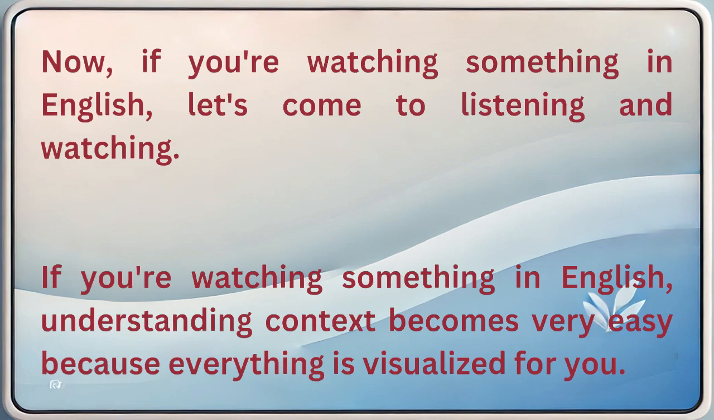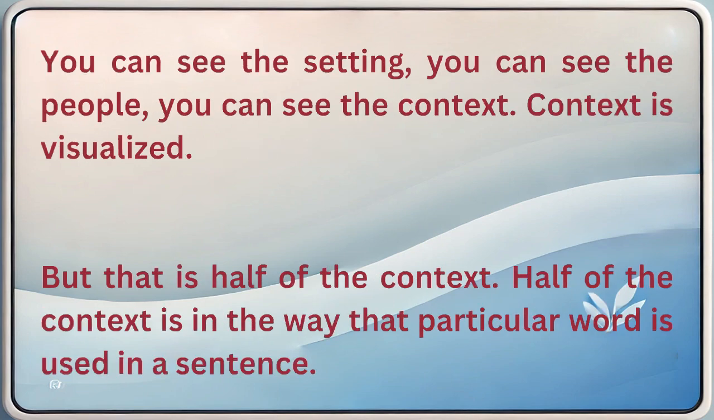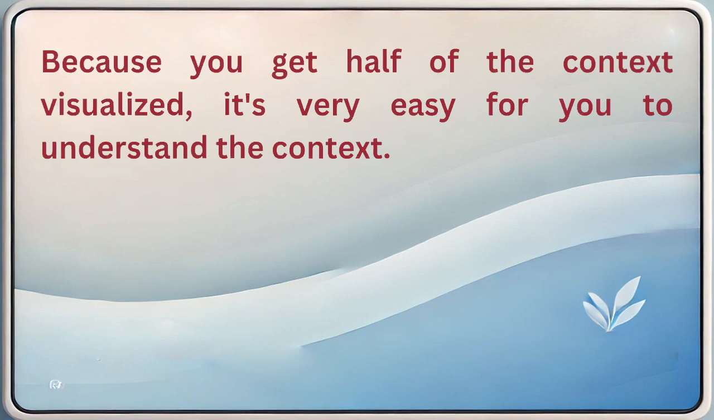If you're watching something in English, understanding context becomes very easy because everything is visualized for you. When you're reading, you have to use your imagination. When you're listening, you have to use your imagination. But when you are watching something, you have the people acting out things for you. You can see the setting, you can see the people, you can see the context. Context is visualized. But that is half of the context. Half of the context is in the way that particular word is used in a sentence. Because you get half of the context visualized, it's very easy for you to understand the context.